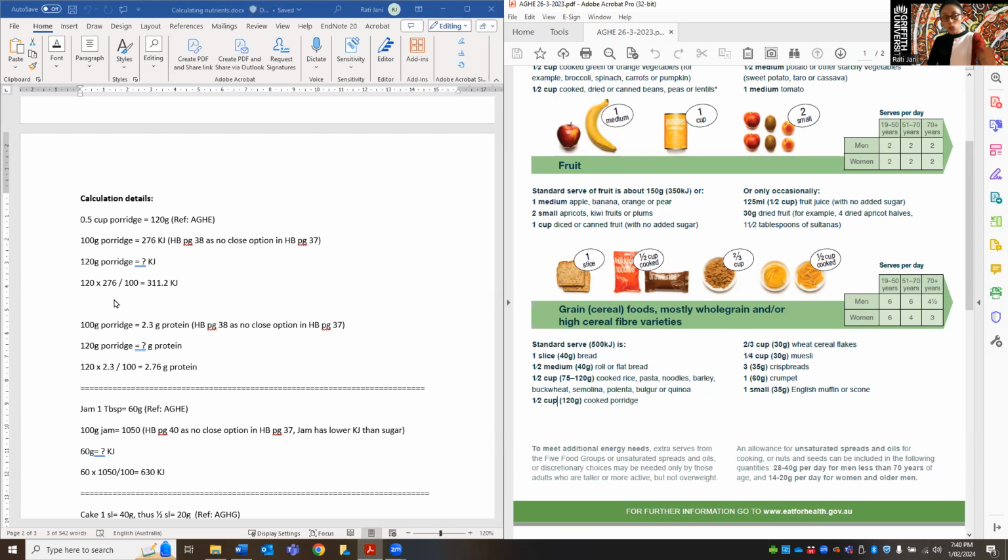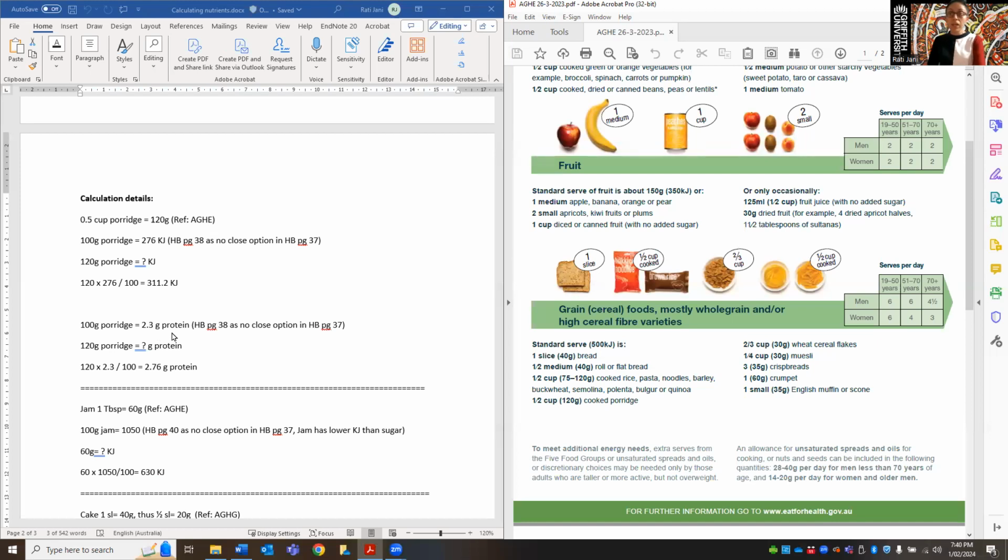Okay. So I cross multiply it and it tells me 120 grams of porridge is 312.2 kilojoules. This is how I got the kilojoules. Similarly, I will get the protein. So 100 grams of porridge gives me 2.3 grams of protein.